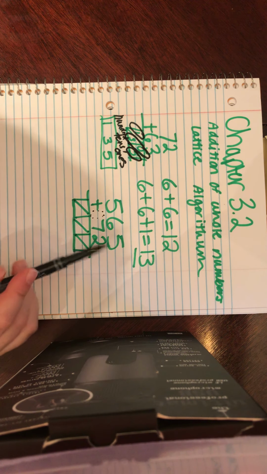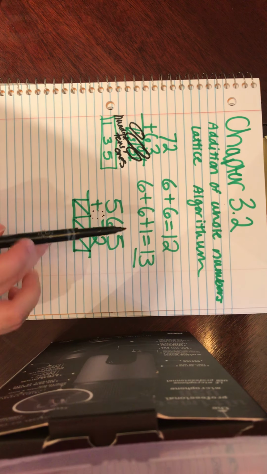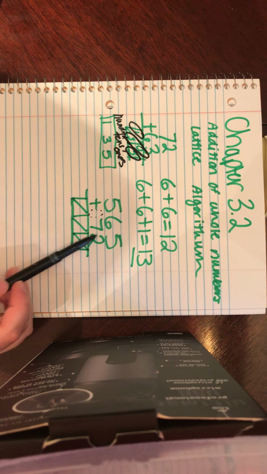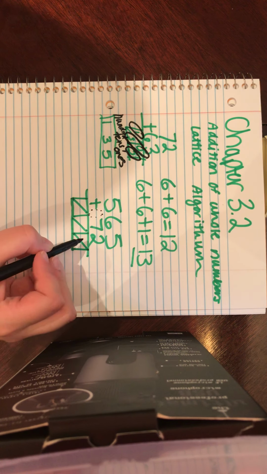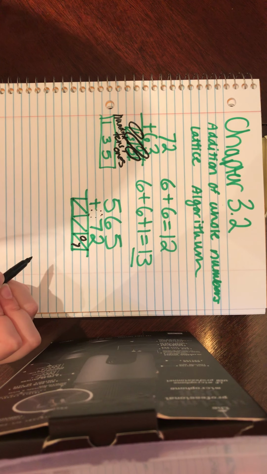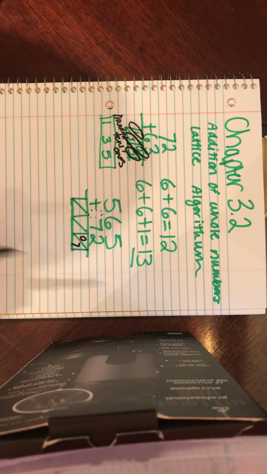So just like in the first problem, we're going to add the columns one by one. Okay, so we're going to start here. So 5 plus 2 is 7. So we're going to mark that with a 0 in the tens place and a 7 in the ones place. Now that we've finished with this column, we're going to move on to the next column.